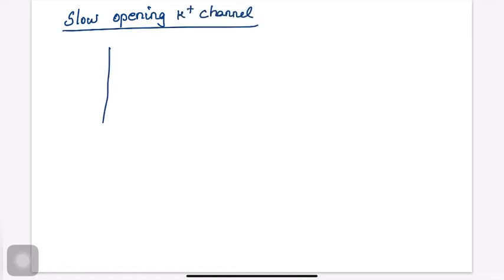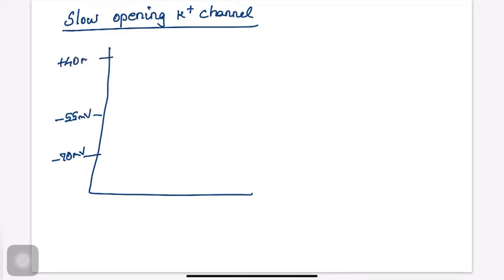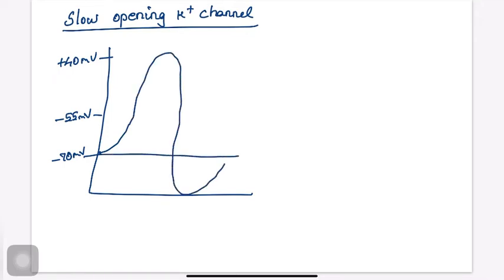First we shall find a reason why there is a slow opening potassium channel. Let us take this as an example. Minus 70 millivolt, minus 55 millivolt, plus 40 millivolt. When the membrane potential reaches the threshold potential, first upstroke, then downstroke, and then the after hyperpolarization stage, right? This is the resting membrane potential. When the threshold stimulus is given, right?